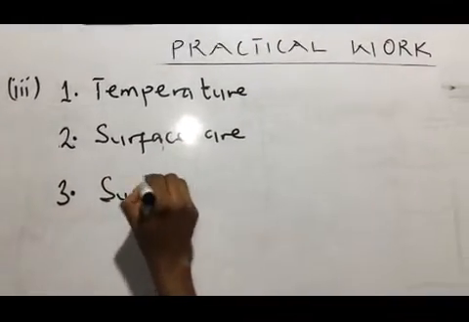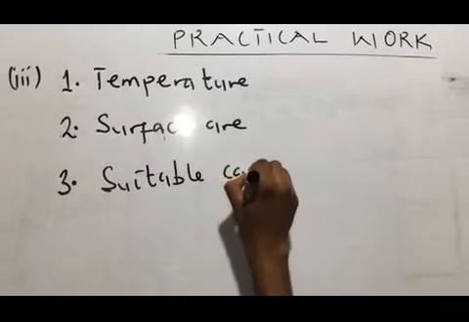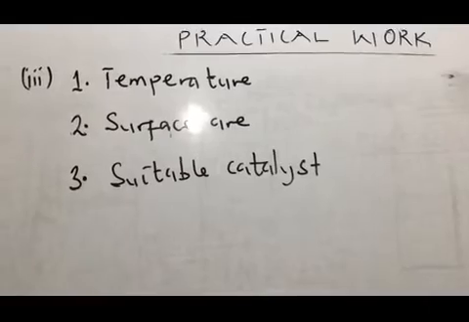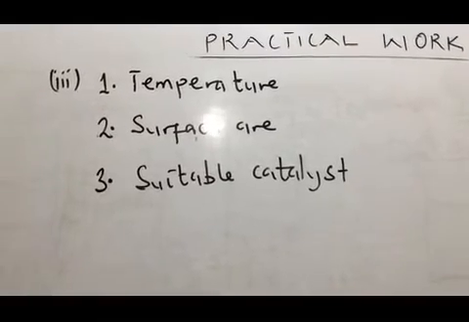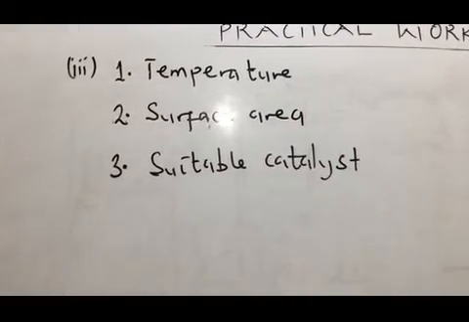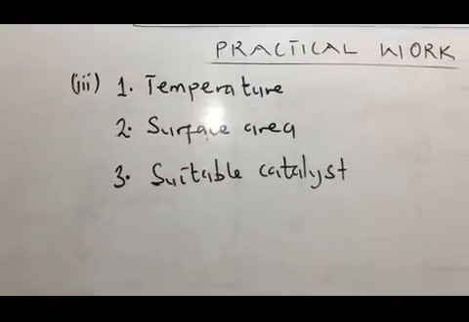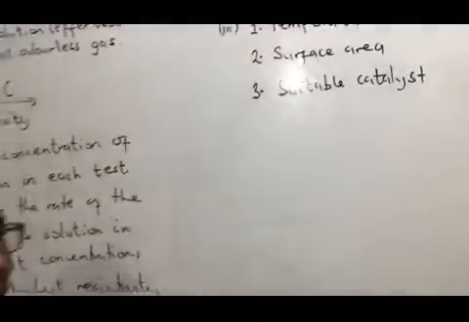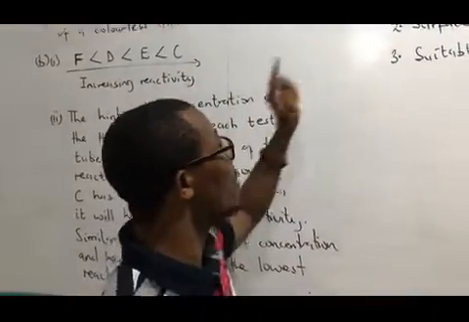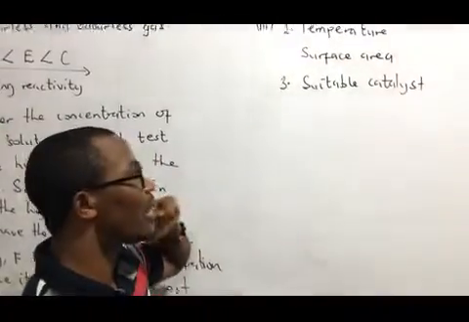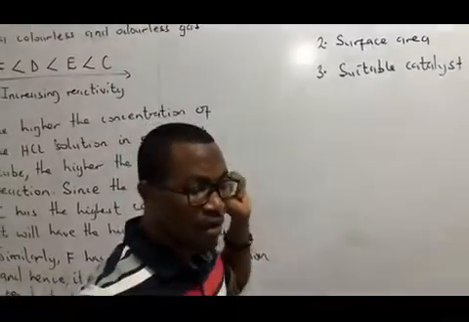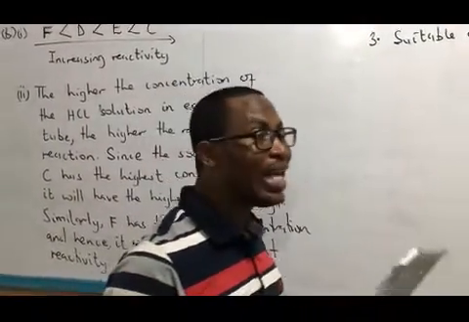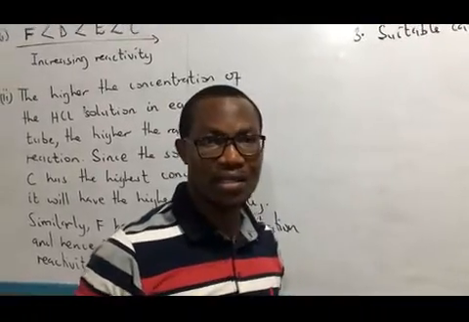And then you also have suitable catalysts. So you have surface area, you have temperature, surface area, catalyst. In fact, we have 5 factors that affect the rate of a reaction. You have concentration, temperature, surface area, catalyst, and then pressure. But if you remembered what we did in theory, we said that pressure only affects gaseous reactants.